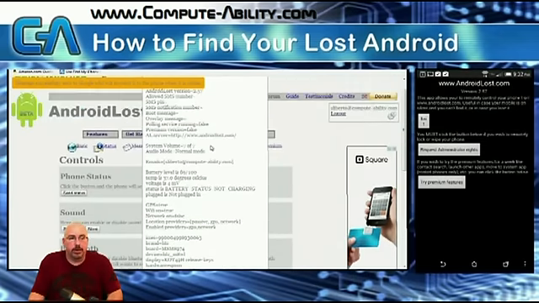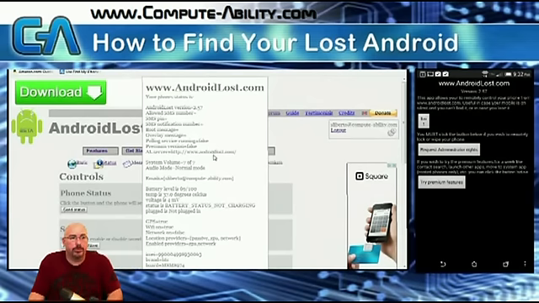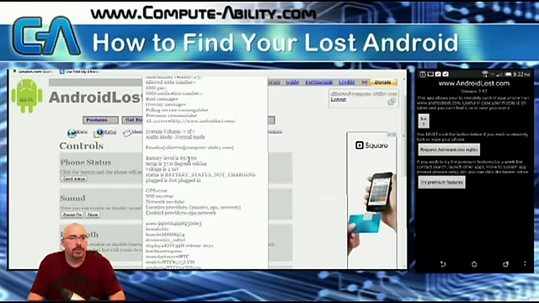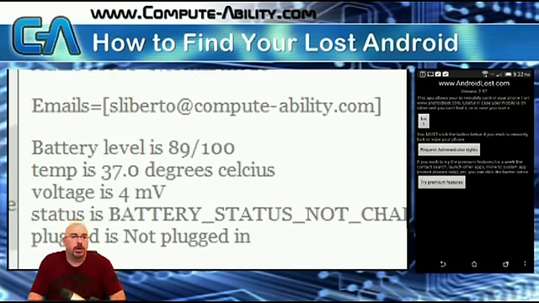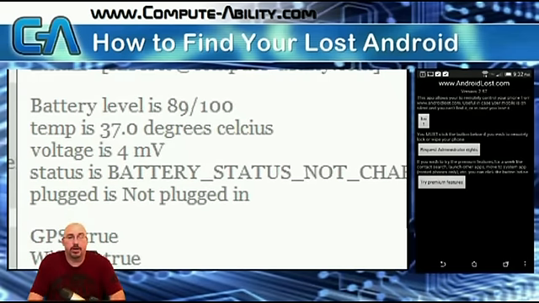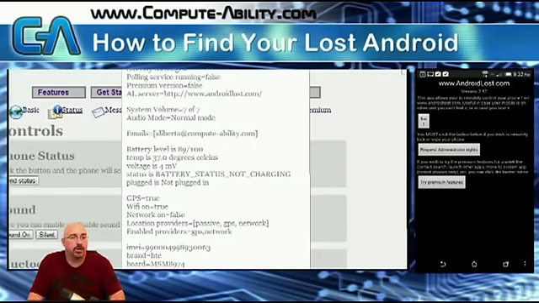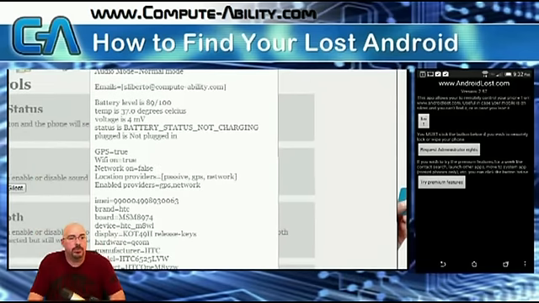When you hit that, it comes back with all the information. Your SMS number. It says that the battery level, if I can zoom in a little bit there, battery level is 89%. Says how hot it is, so you know if you left it in a car or not. Says that the GPS is on.